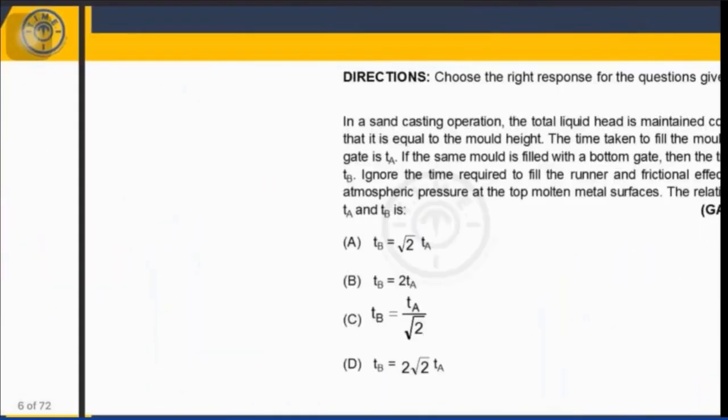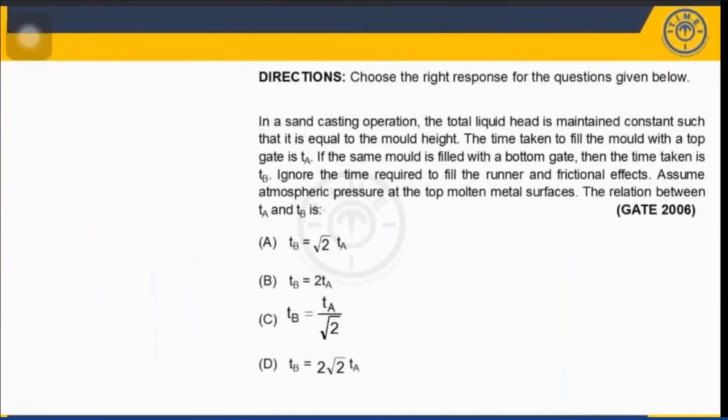Now the next question, if you see, is related to the gating system only, in which you have to find the relation between how much time is required for filling the mold cavity by the bottom gate system and the top gate system. But there is a special condition for this, very important. If you know that particular formula and apply that special condition, then you will get the answer. So we have to find out which of these four options is correct.